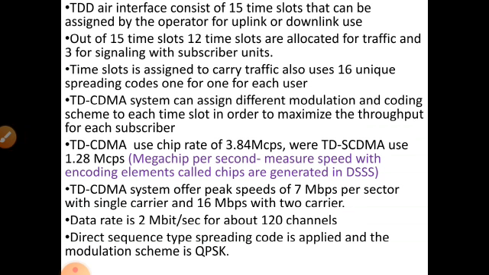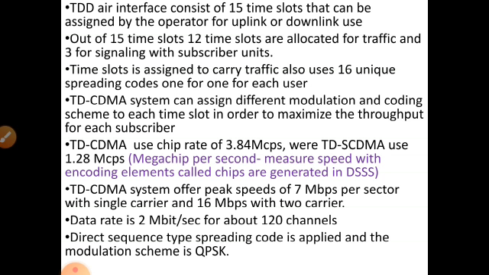Now they will measure the speed with the encoding elements called chips. The spreading technique used in these mega chips, or generated chips, is nothing but direct sequence spread spectrum. And this TD-CDMA system will offer a peak speed of 7 megabit per second with a single carrier and 16 megabit per second with two.